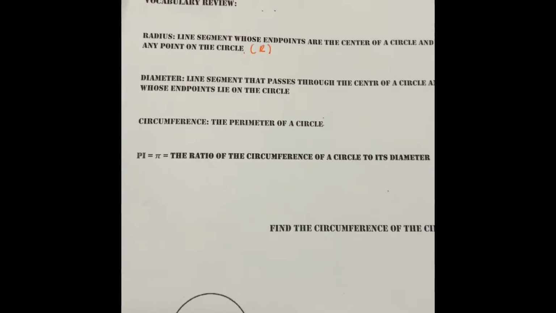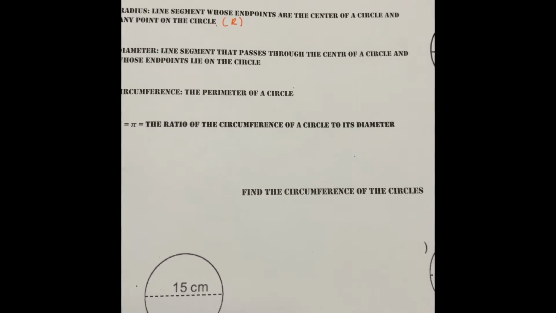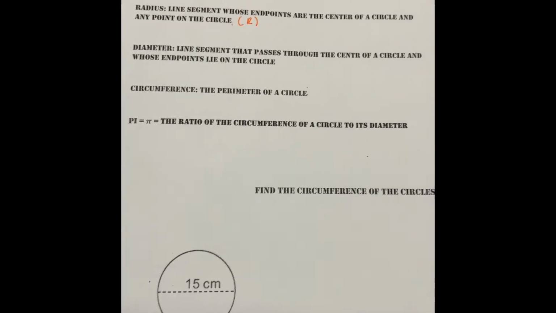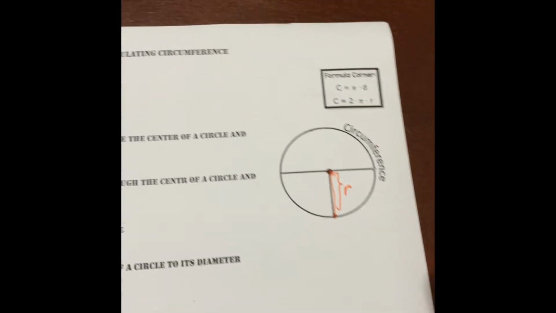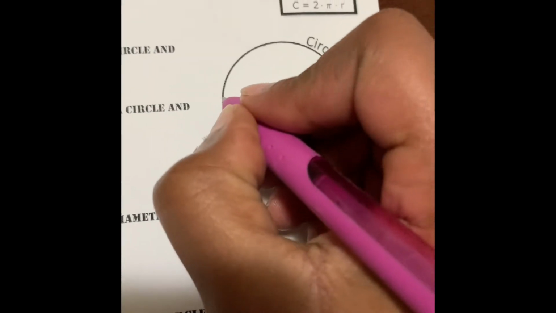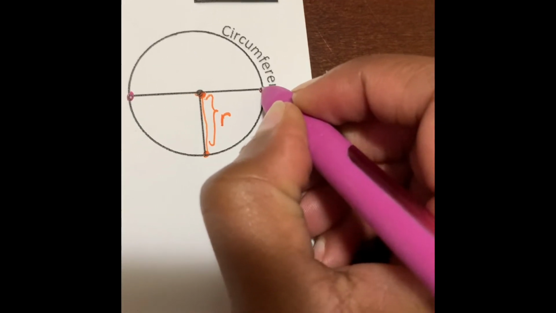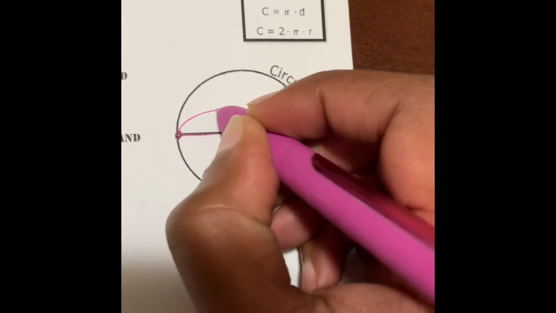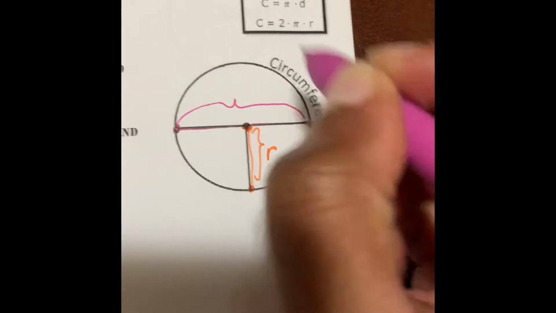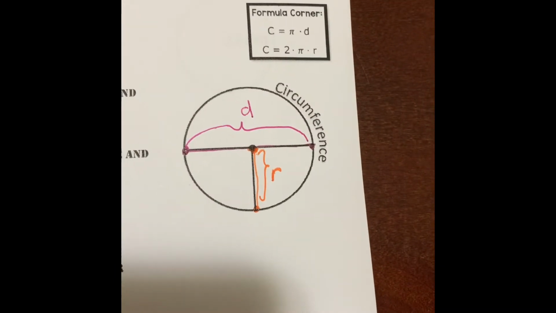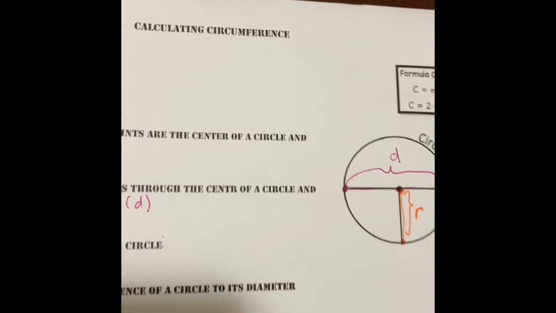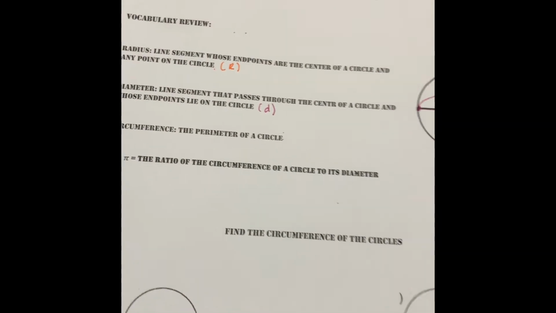Okay. Diameter is a line segment that passes through the center of a circle and whose endpoints lie on the circle. Okay. So here's the endpoint. Here's the endpoint. And it passes through the center, which is here. So this whole piece is what we will call our diameter. Okay. And that is denoted by D for the variable.